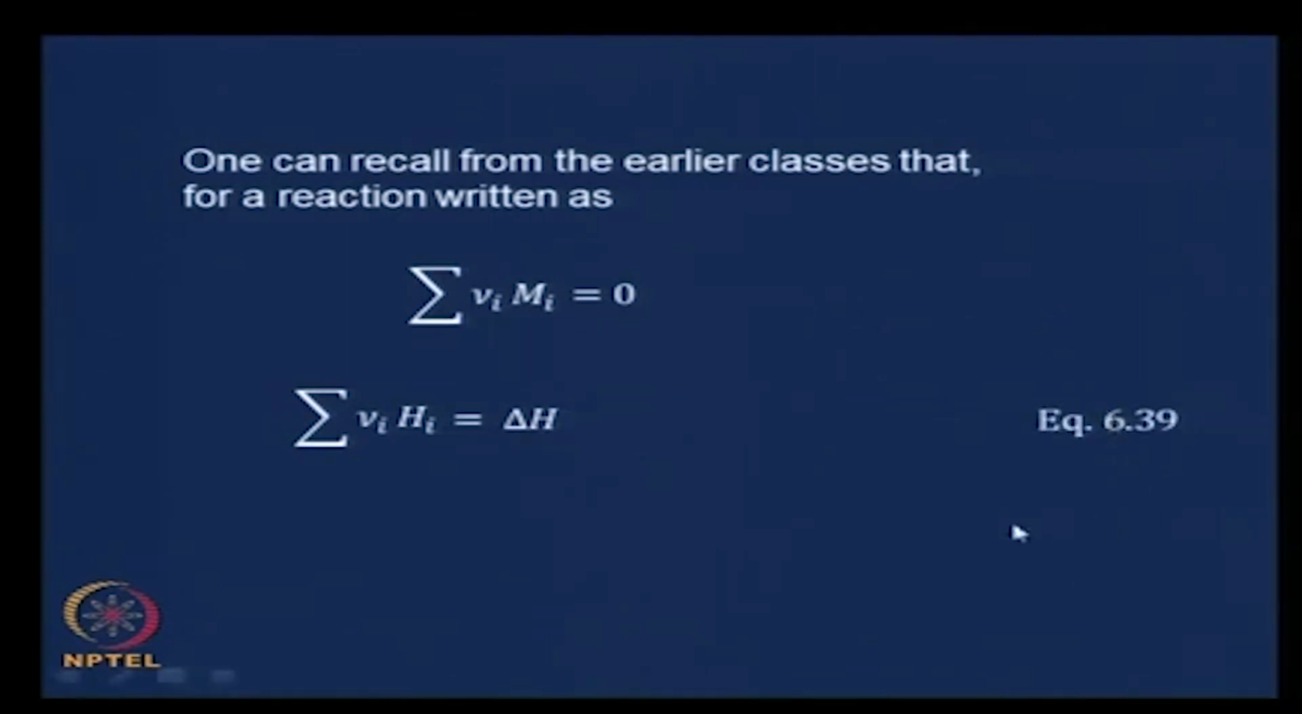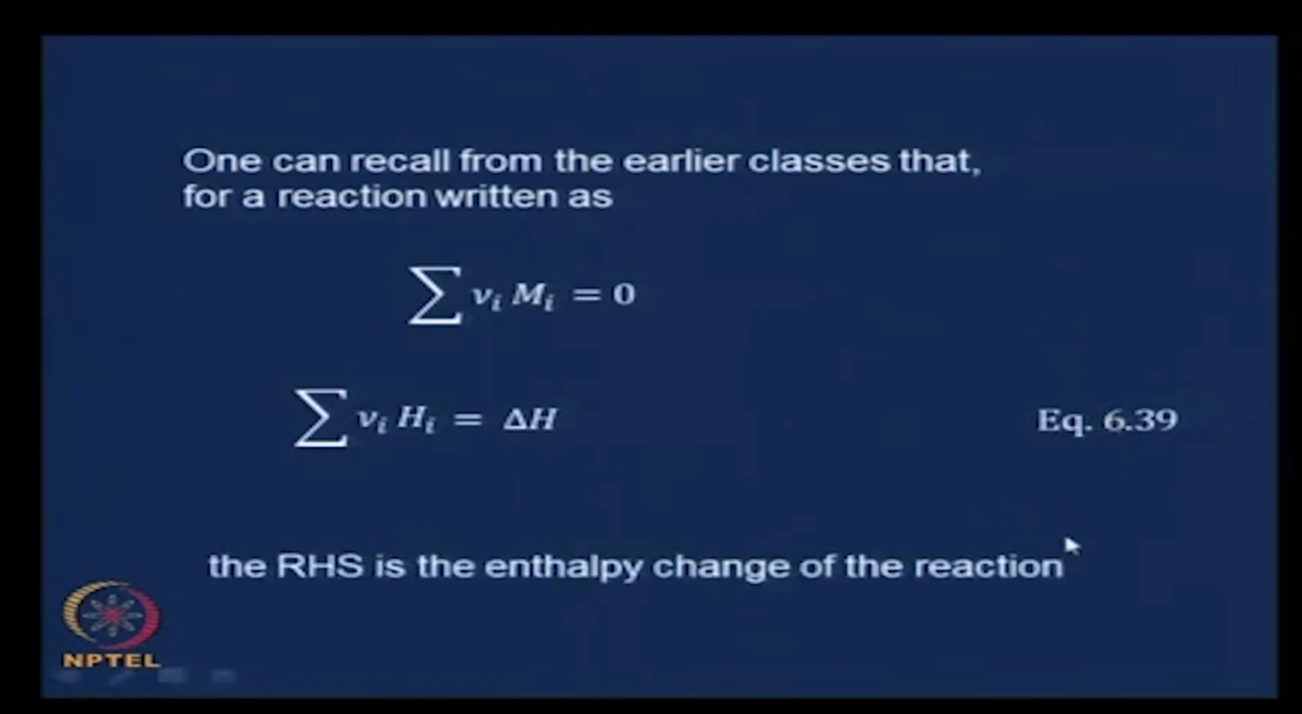This is equation 639, and therefore d ln Kp by dT is nothing but equal to delta H by RT squared. So, this gives us an easy method of estimating the variation of the equilibrium constant with temperature. Just integrate this expression, then we have the kind of relationship that we are looking for.